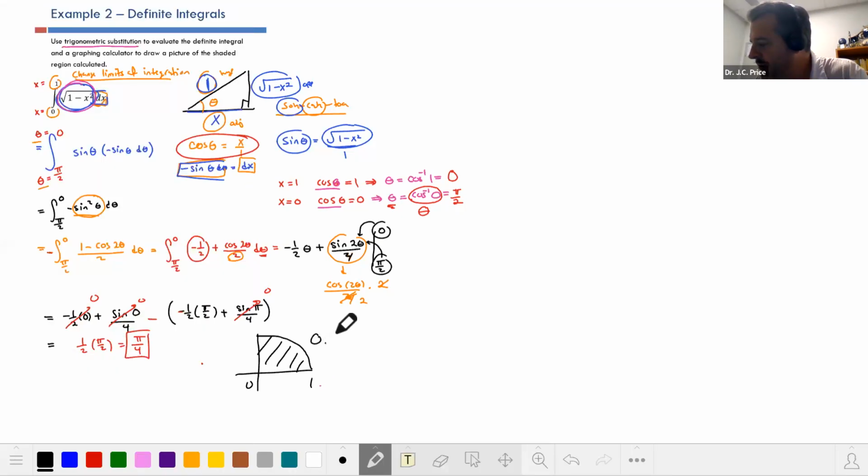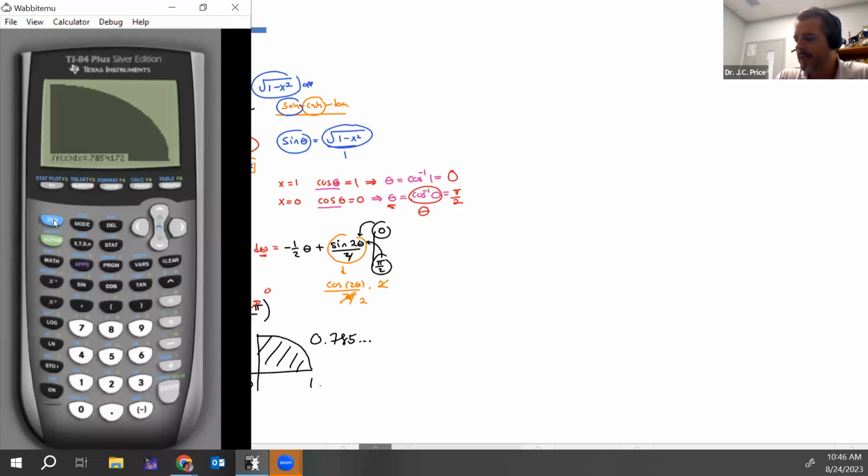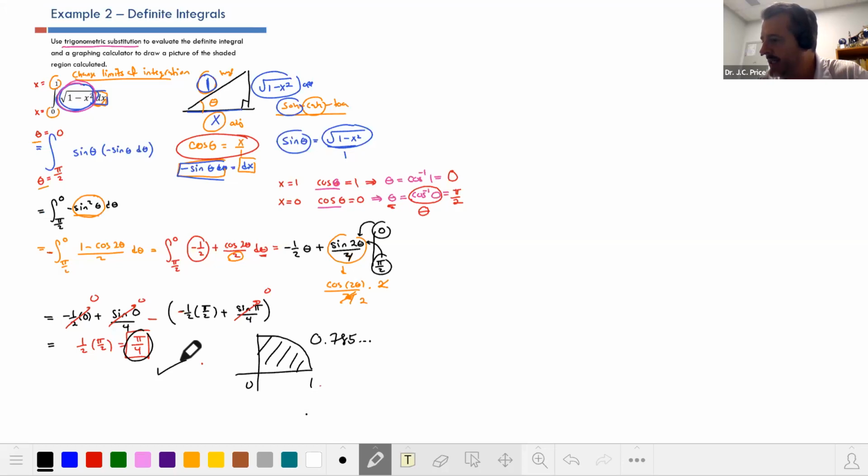0.785. It goes on, probably forever and ever. And then the question is, is that actually pi over 4? So let's just check. I don't know what pi over 4 is, so let's just check it out. And so second quit, second pi, divided by 4. At least it's still positive, right? And it is. It's the same number, so I know it's right. And that ends the lecture on trigonometric substitution.